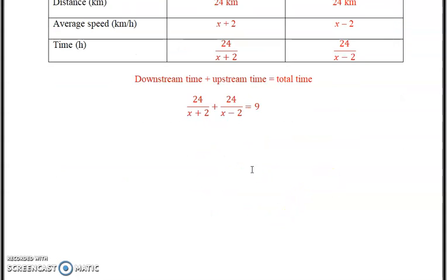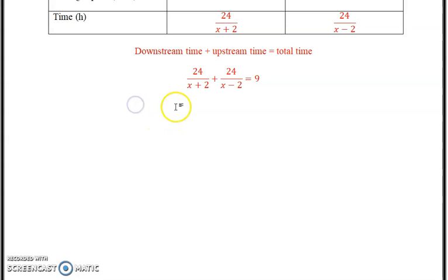And then we're going to solve for x. The first thing we need to do, as you guys are aware, is find a common denominator. The common denominator is going to be x plus 2 times x minus 2. So we have to multiply this whole equation by that. This has to be multiplied by x plus 2, x minus 2.